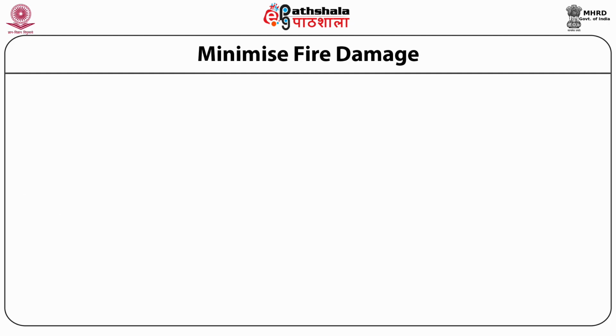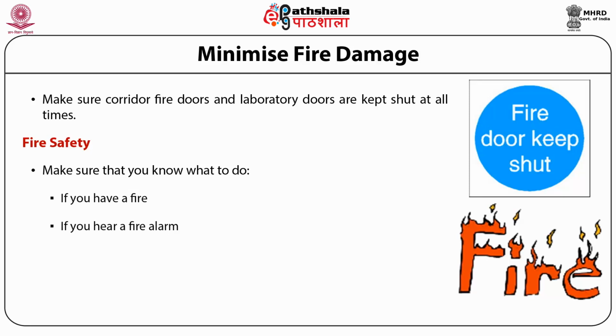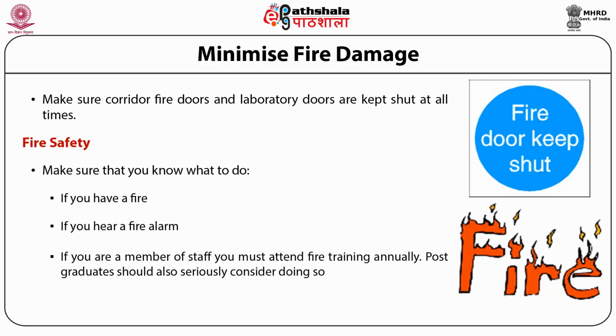So how should we minimize fire damage? For that, you should always make sure corridor fire doors and laboratory doors are kept shut at all times. You should take in the fire safety measures. Make sure that you know what to do if you have a fire or if you hear a fire alarm, and if you are a member of staff, you must attend fire training annually.